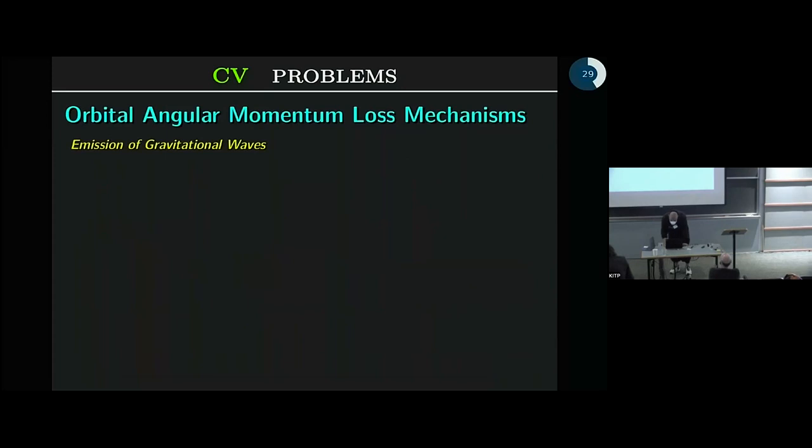So coming back to the mechanism for orbital angular momentum loss. The easiest one is gravitational wave radiation, because I think we don't have to do anything about this.